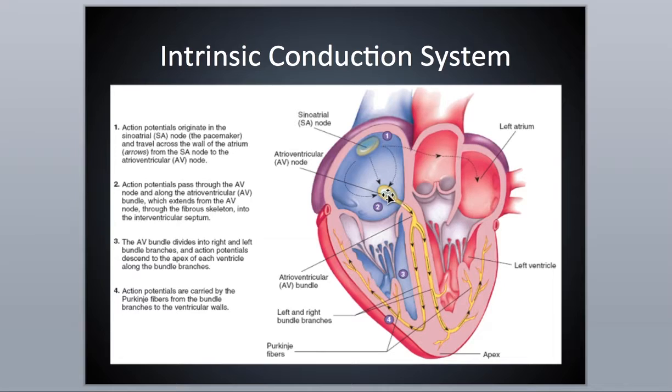Now, once it's filled up, and once that delay has ceased, it will then travel down into the bundles, the AV bundles, and then down into the walls of the ventricles, into the Purkinje fibers, and then the ventricles will contract.